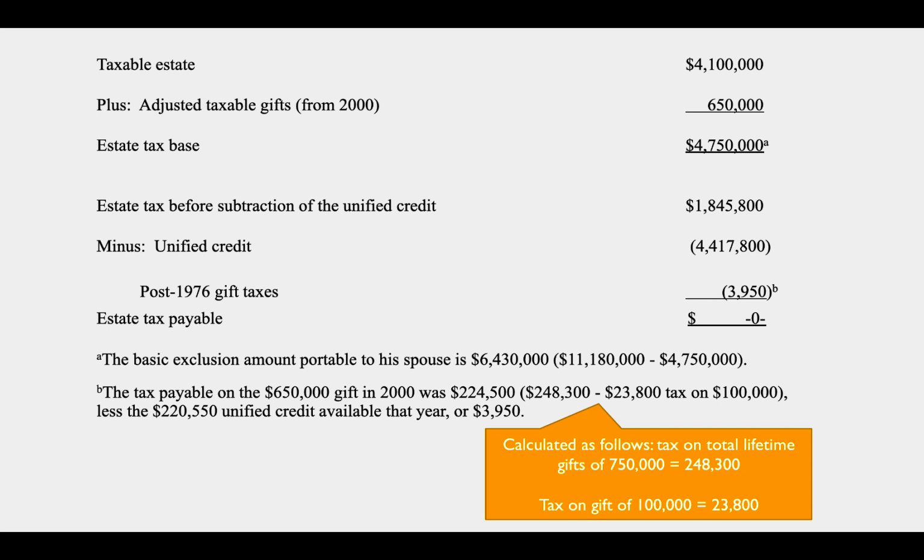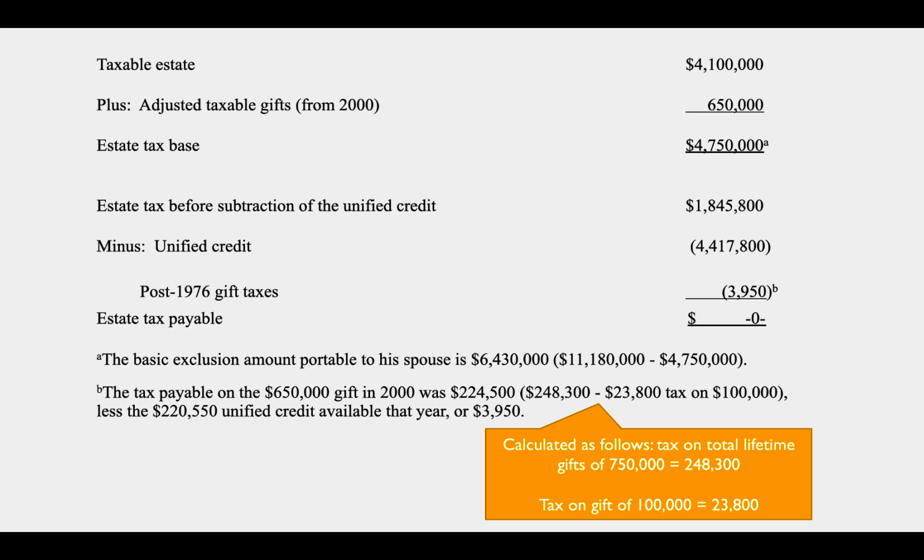From there, we're allowed credits. So first is the unified credit. That this year is $4,417,800. I also get a credit for any gift taxes paid for post-1976 gifts. So remember, I included the value of the gift prior to calculating the estate tax base. So I get to take this credit down here to prevent double taxation. You can see I get a credit of $3,950,000. Down here at the bottom, you can see how we got that.